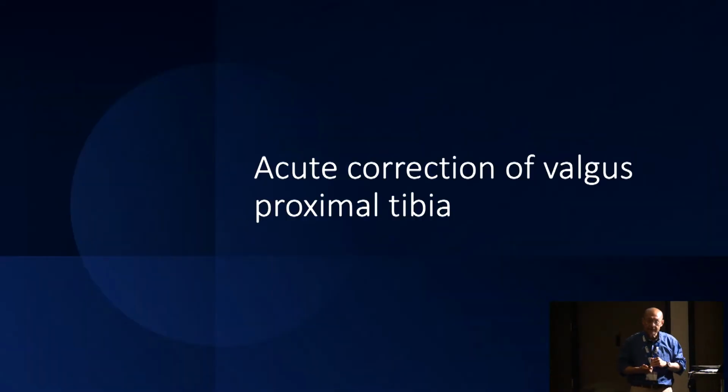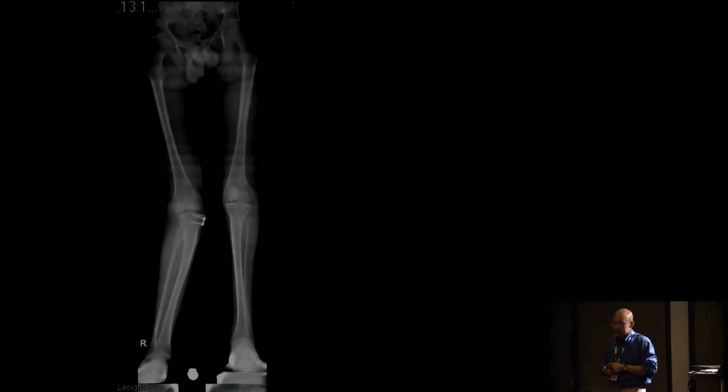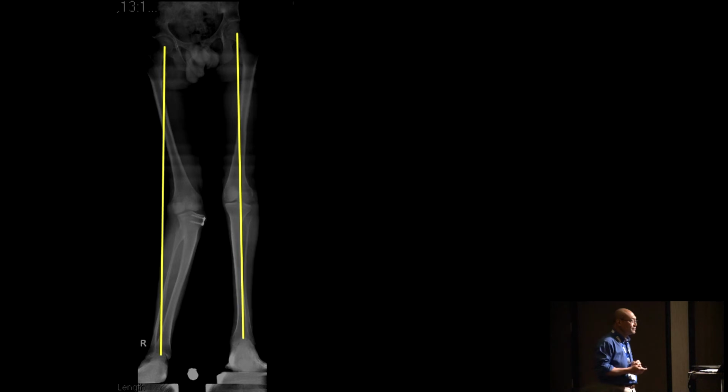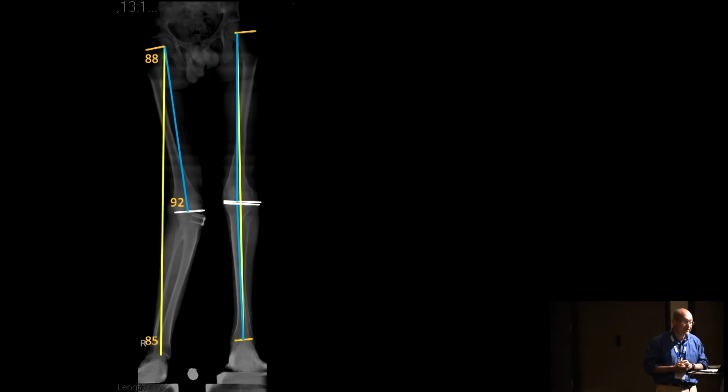So here's a clinical example of such a case. This particular patient, as you can see, has a valgus deformity with a CORA that will lie in the proximal tibia. The left side's okay, the right side not. And here is the CORA position. So it's in the junction of the upper third of the tibia and the middle third of the tibia.